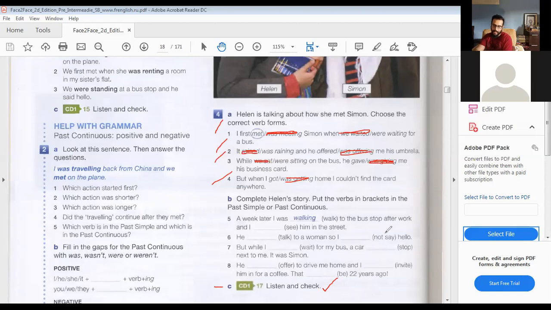And sometimes it's in the negative, like here. Do you see number 6? Not say, for example, so it's in the negative. So you need to decide, is it the negative of past simple or is it the negative of past continuous, okay? And of course, it's always easier for you, I think, if you read the whole sentence together first, and then this will make it easier for you to decide. Okay. A week later, I was walking to the bus stop after work, and I saw him in the street. So. All right, so let me write your answer.